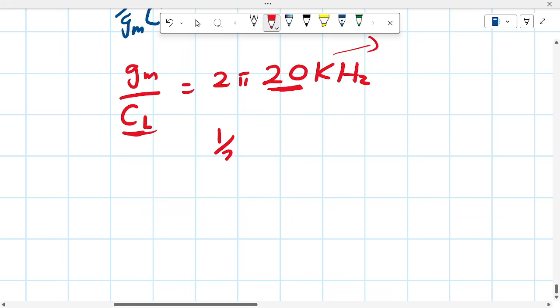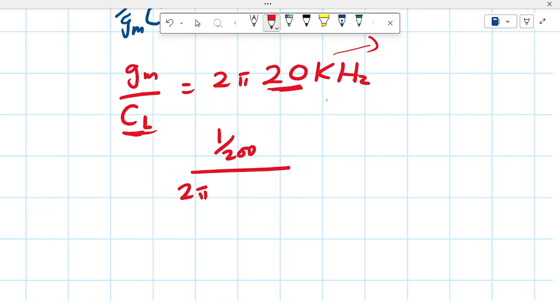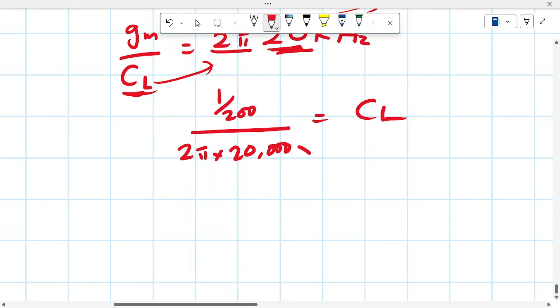So GM was given as 1 over 200, all over 2 pi times 20,000 hertz. So we have these two going and this guy coming out. Okay, so you punch this on the calculator and you are going to get approximately 40 nanofarad.